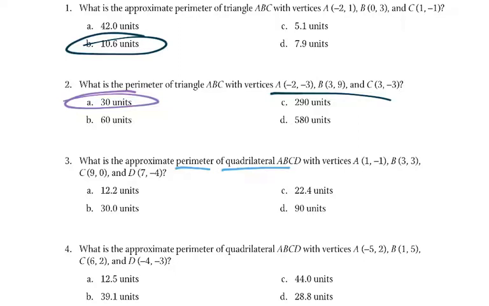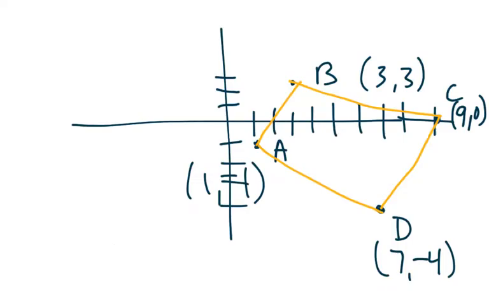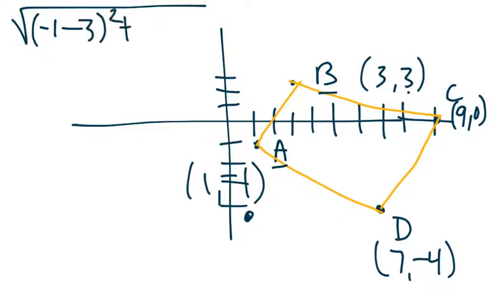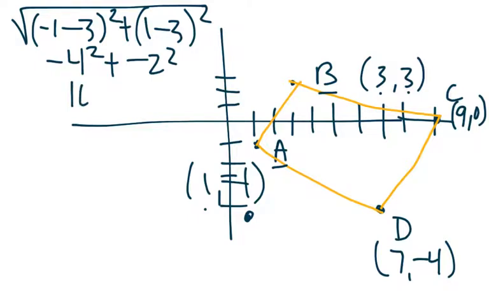So now we just have 4 sides to deal with. So it would look something like this. Okay. Now once again, we can use that distance formula to find things out. So from A to B, a y value of -1 minus a y value of 3 squared plus an x value of 1 minus an x value of 3 squared. So we get -4 squared plus -2 squared. So positive 16 plus positive 4. So we'd get 20. Take the square root of that, which gives us about 4.47.